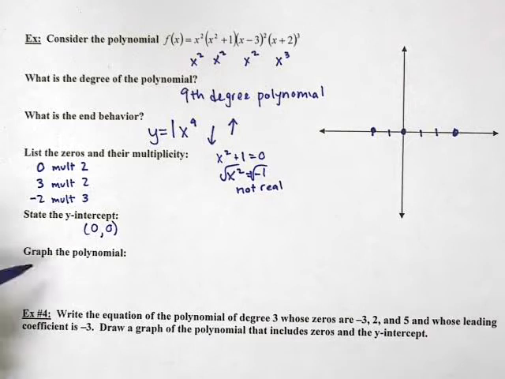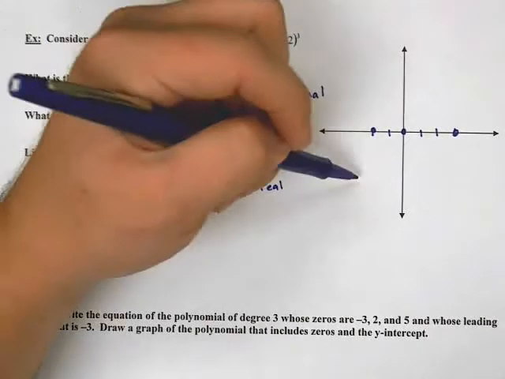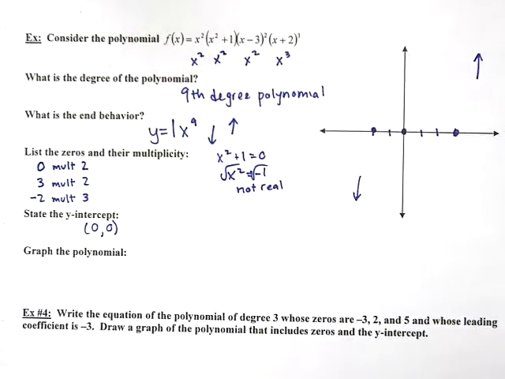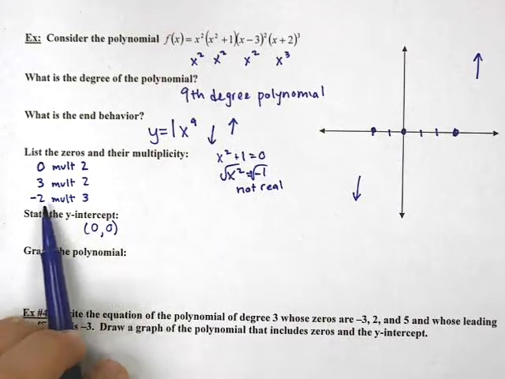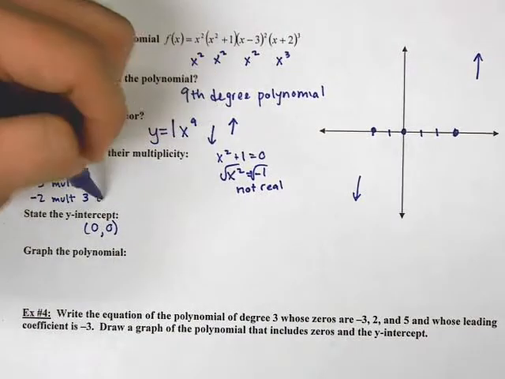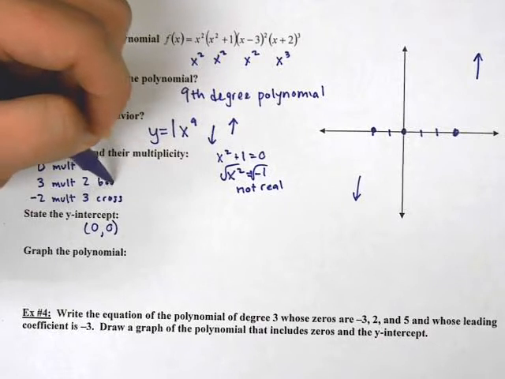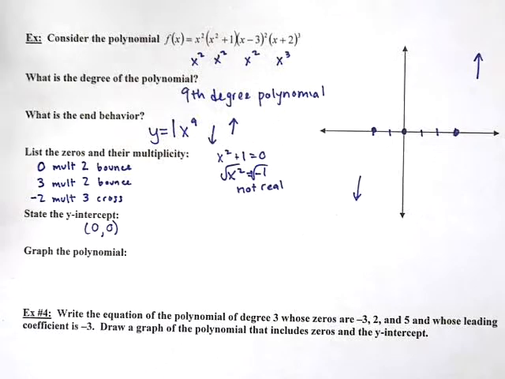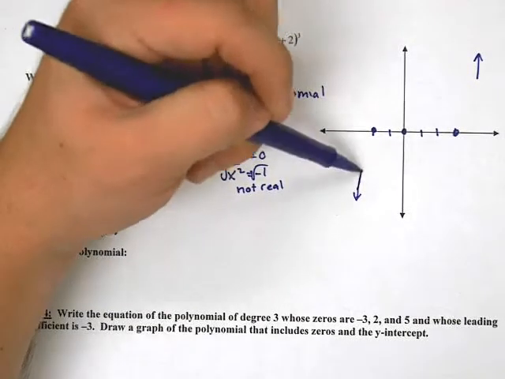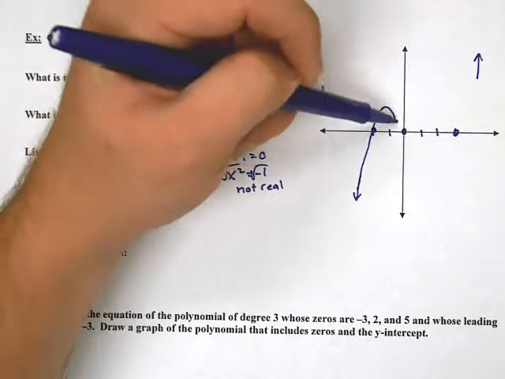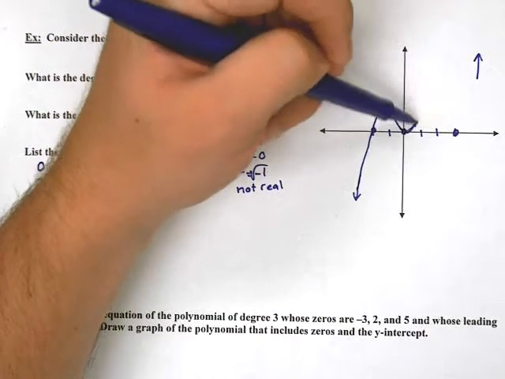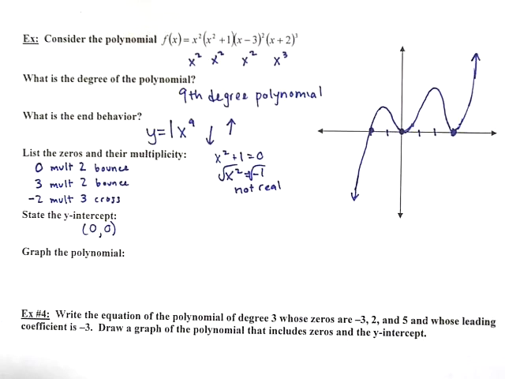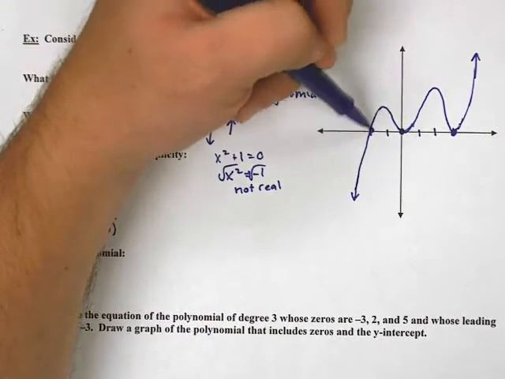Last thing we have to do is graph the polynomial. So I'm going to put my arrows. I know it has to go down. I know it has to end up. And I know that at negative 2, it's supposed to go through, right? It's supposed to cross because that's odd. These should be bounces. So let's see if that works out. All right, so I'm going to go through, and then I'm going to bounce, and I'm going to bounce, and I'm good. Okay?